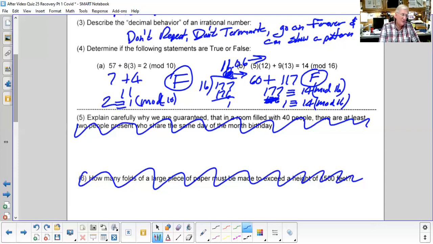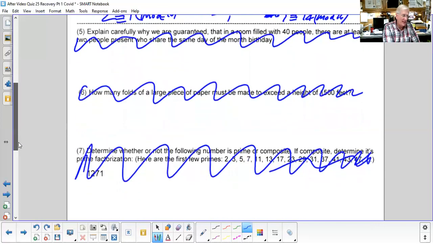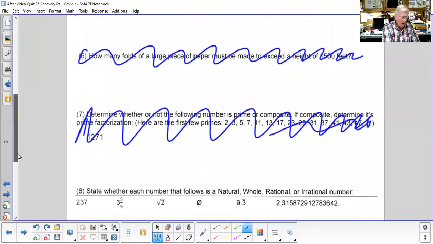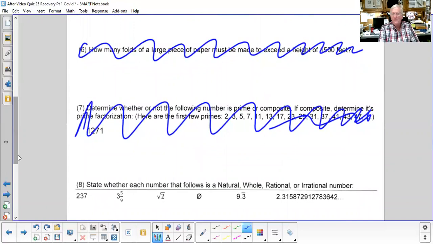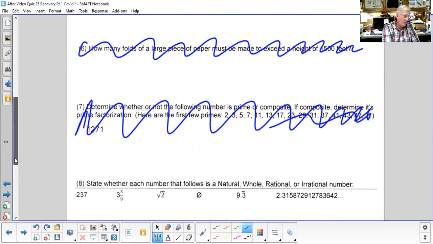All right, explain carefully why we're guaranteed that a room filled with 40 people, that's PHP, baby, and that's not on the next test, so I'm skipping it. And I'm not putting any folding questions on the next test. And I'm also not putting any prime factorization material on this next upcoming test. So I'm going to leave those out and not have you worry about them. That's why I crossed them off for when you did your homework.